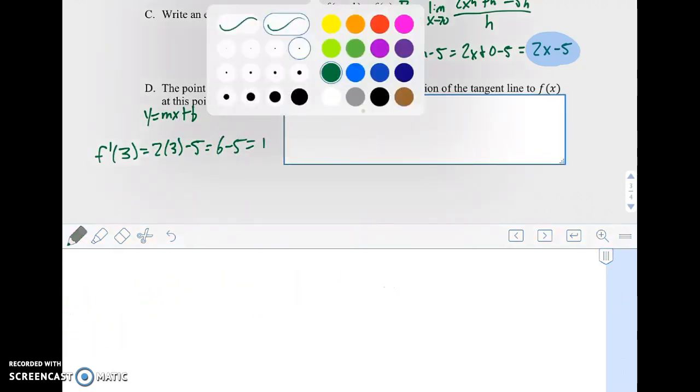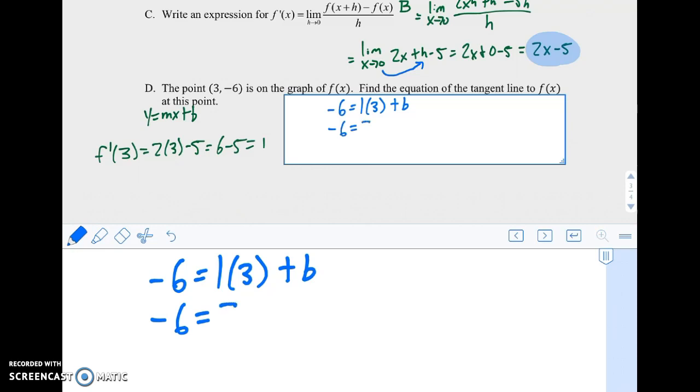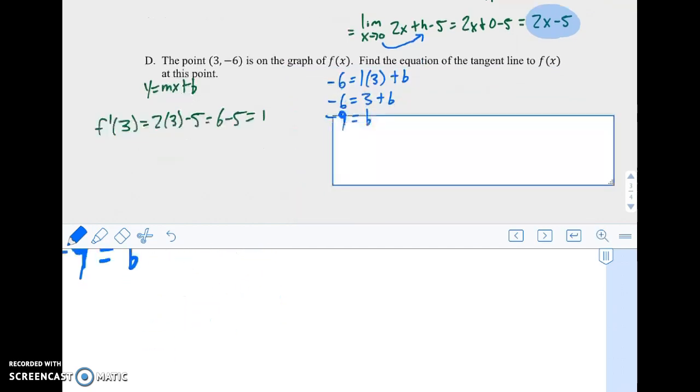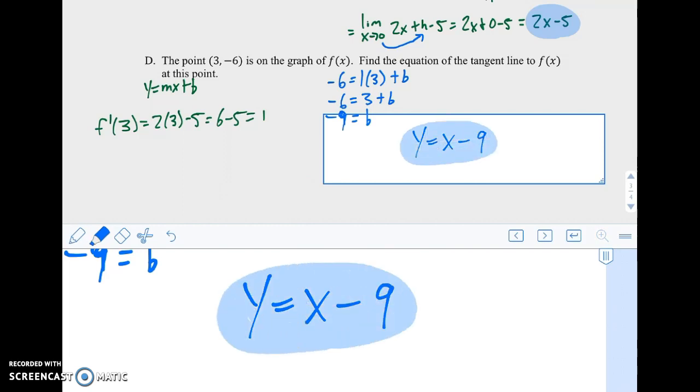Thankfully, we have a y and an x value already for us, so we can plug those into our equation to help us find b. So negative 6 equals 1 times 3 plus b. And so if we solve this all out, we should get negative 9 equals b, right? And then if I write an equation, I can just fill in m and b. So y equals, m is 1, so just x, and b is minus 9. So that's going to be my equation of my tangent line. And that's the line that will be tangent to my graph x squared minus 5.